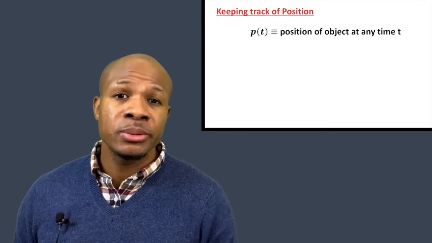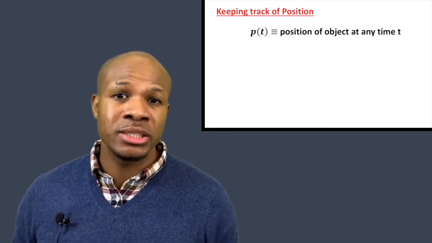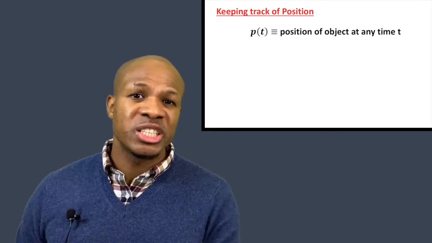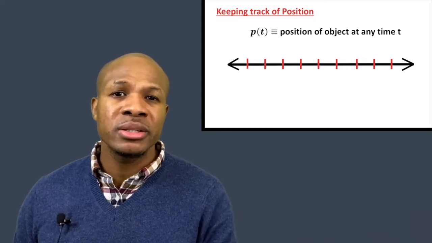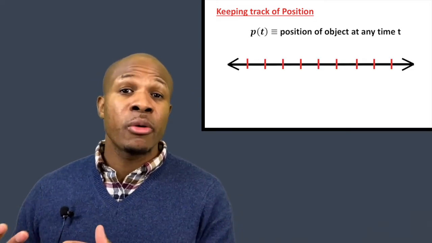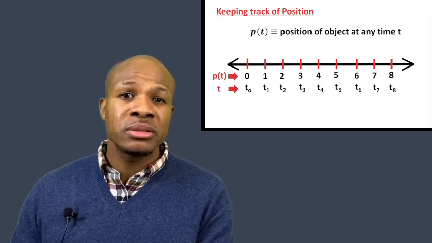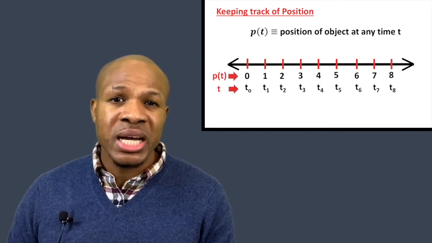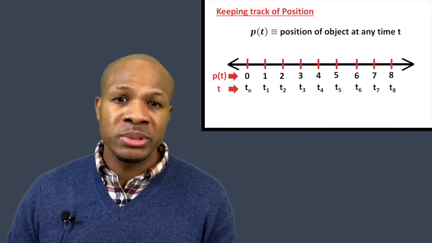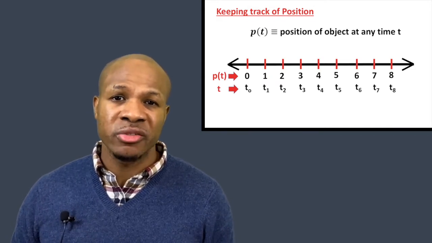Okay, so if we want to keep track of the position of an object, that's easy to do, right? All we have to do is create a linear track, put tick marks on that track and label them. And then all we have to do is just allow the object to move and keep track of the position of the object with time. We document the time and we document where the object is. And that will give us the position function, right?